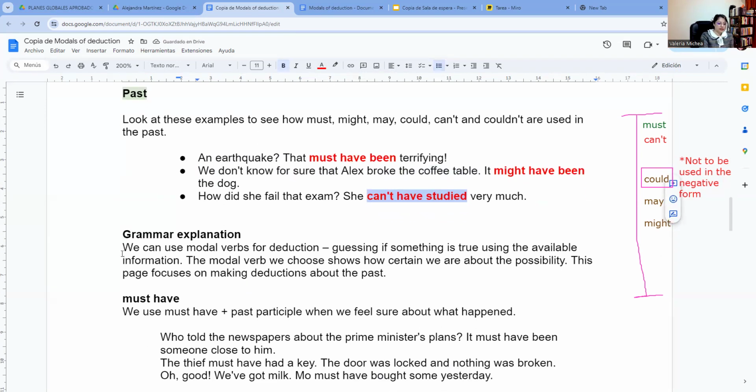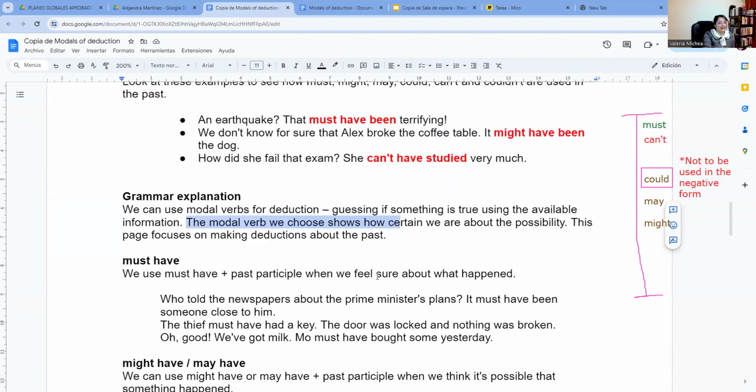Let's have a look at the grammar explanation. We can use modal verbs of deduction, like guessing if something is true using the available information. The modal verb we choose shows how certain we are about the possibility. So again, you can see that this hasn't changed. We are talking about possibility and about evidence. The possibility remains the same. What changes is the form, the structure.